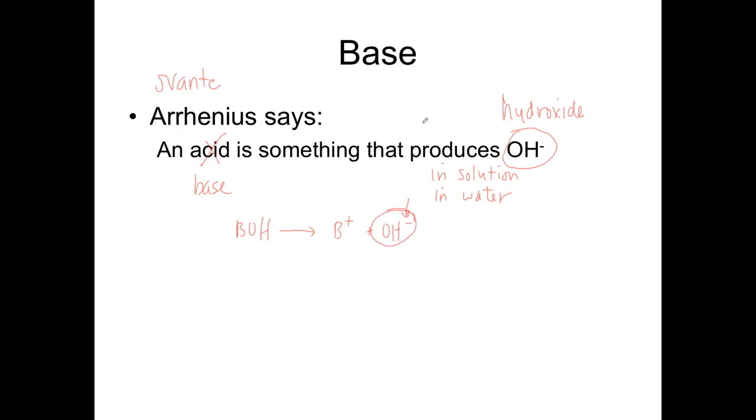This is the part we're concerned about if we're talking about an Arrhenius base. An Arrhenius base is something that produces hydroxide in solution. Okay, so a specific example of that might be sodium hydroxide. That's the most common one, I think, that we're going to deal with. You've already dealt with that in lab. Sodium hydroxide produces something plus hydroxide, right? So it's an Arrhenius base.